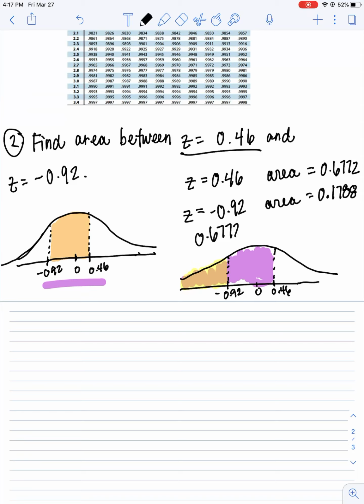So all you have to do, guys, is take the area of the large number, which is 0.6772, and subtract the area of the small z-score, which is 0.1788. So if you subtract these two numbers, I've got my calculator right beside me, 0.6772 subtract 0.1788, and I got 0.4984.